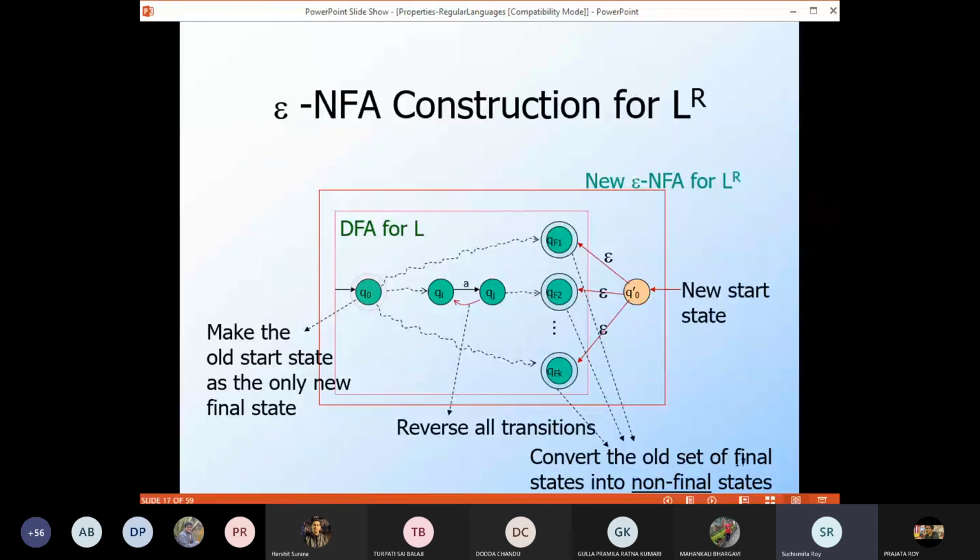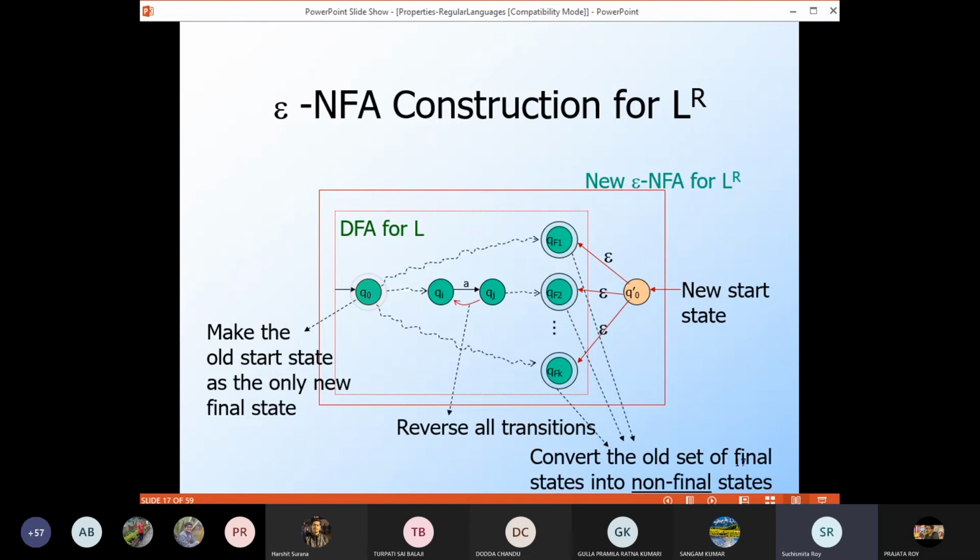And just for a quick recap, how many different operations have we looked at which are closed for regular sets? We have seen union, concatenation, Kleene closure, complement, difference. What else? Reversal. Am I missing out anything? I think 7 operations we have seen. Ma'am, union and intersection. Intersection, I think. So union, Kleene closure, concatenation, complement, intersection, difference, reversal. So these were the various operations we have seen.